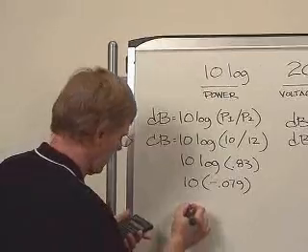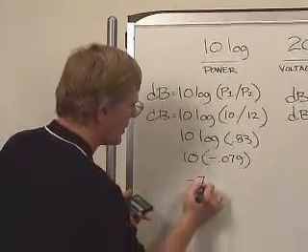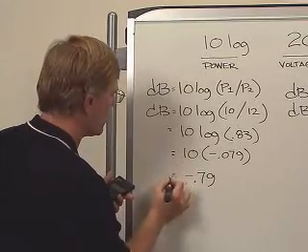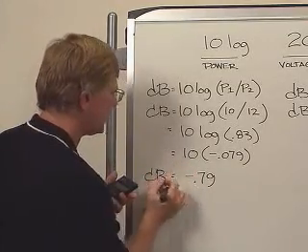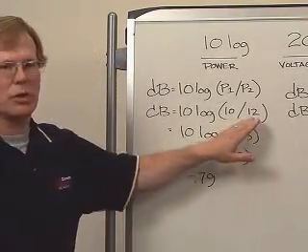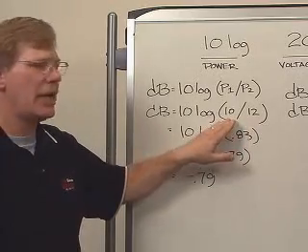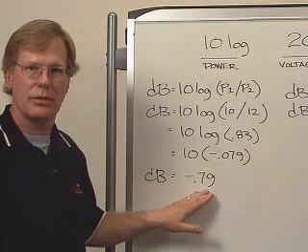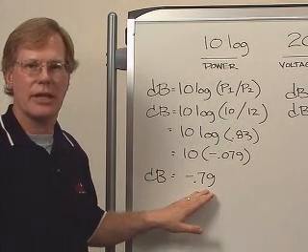And I end up with negative 0.79. So what I have here is the resulting change in decibels. If I go from a 12 watt amplifier to a 10 watt amplifier, I would expect a reduction of 0.79 decibels.